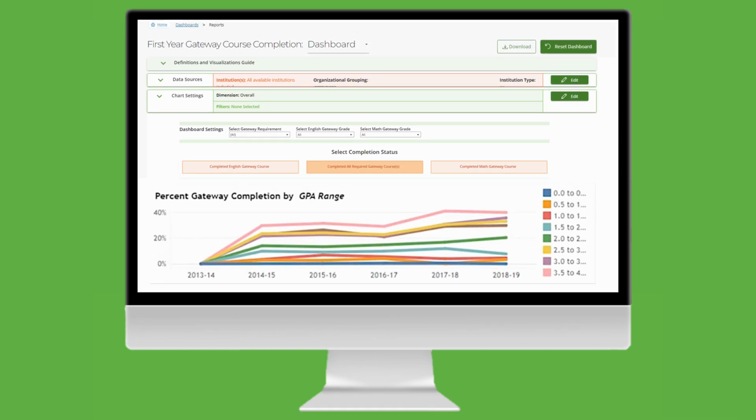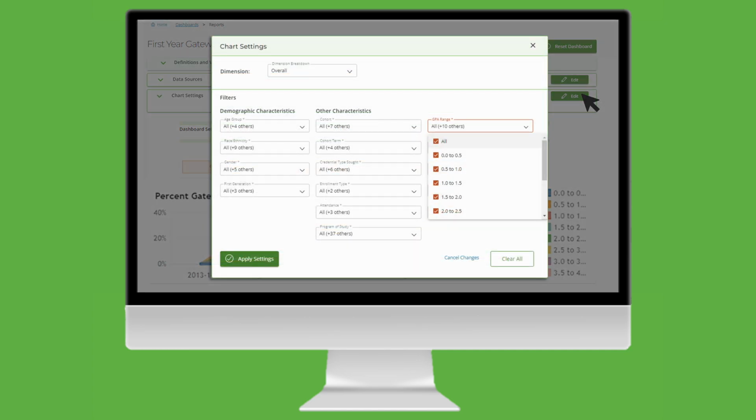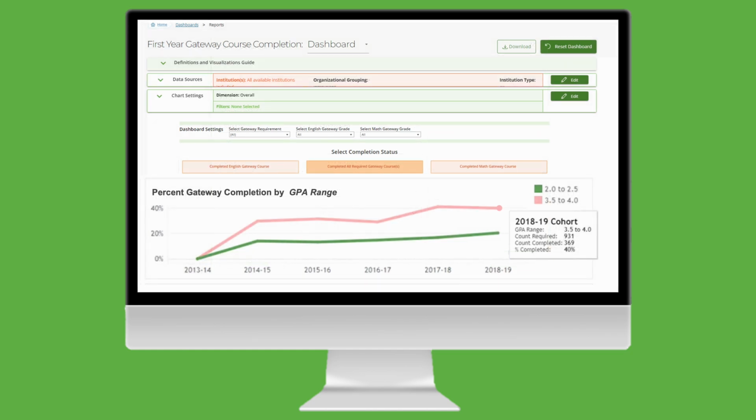Let's focus our attention on the upper line chart. Because there are 9 GPA ranges, there are 9 lines, which makes it difficult to read this chart. Let's filter out the middle GPA ranges and only keep GPA ranges 2 to 2.5 and 3.5 to 4, the higher and lower ranges. Now the chart is much easier to read.